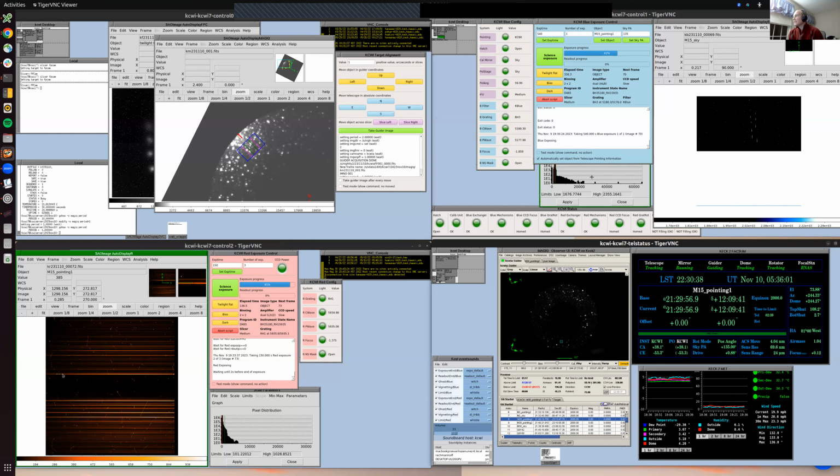On the top right is the control panel for the blue side of KCWI, and on the bottom left is the control panel for the red side of KCWI. We have exposure times. You can see the exposure time on the blue side is 540 seconds. 540 seconds is 9 minutes. The exposure time on the red side is 150 seconds, which is 2.5 minutes. You can see we have 2.5 minutes times 3 exposures that we're doing right now. And on the blue side, we have 9 minutes, 540 seconds, times just 1 exposure.